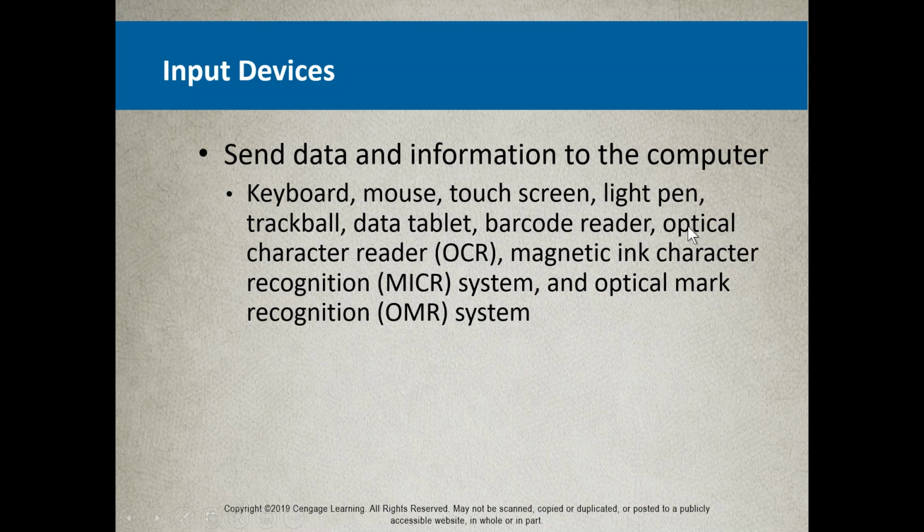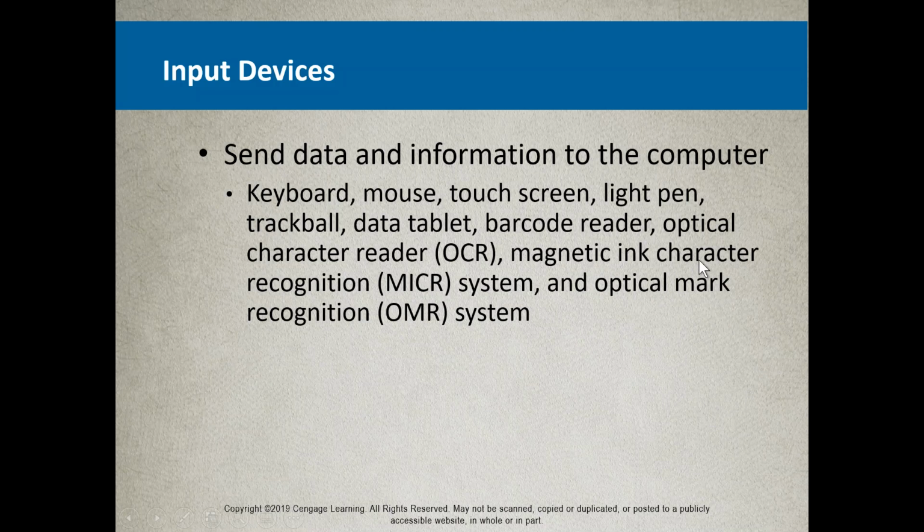So here's some acronyms: optical character reader. This is where you can use a light type of pen to scan text, and it optically recognizes it, converts it into a character, and then it accepts that individual character into the computer.